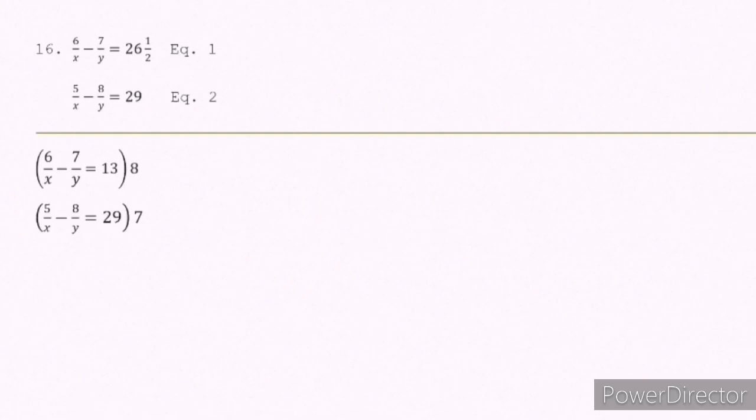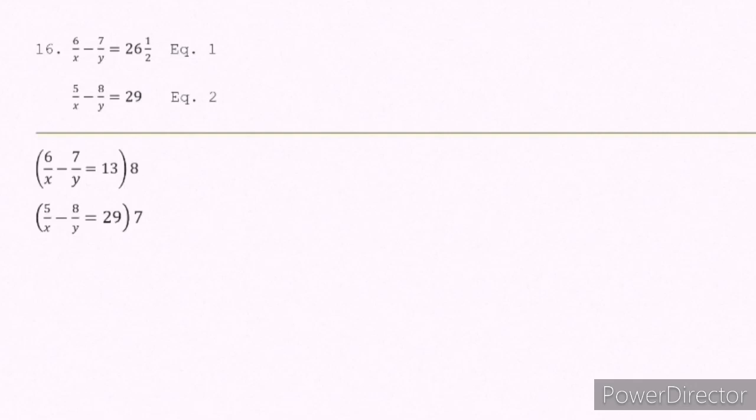Number 16. Our equation 1 is 6 over x minus 7 over y is equal to 53 over 2. And equation 2 is 5 over x minus 8 over y equal to 29. For our equation 1, 6 over x minus 7 over y is equal to 53 over 2, times negative 5.